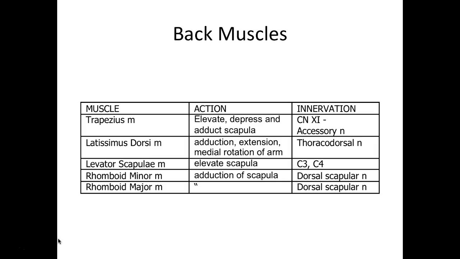And you'll see on your list that I've divided these into your muscle's name, the action, and when I say action, that is what this muscle is able to do to your body when the muscle contracts, when it shortens. And innervation is the nerve that goes over to supply that muscle, to allow it to contract.